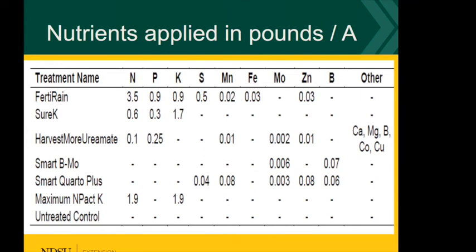The nutrients in this package: on the left is the treatment name, and then the pounds per acre of the nutrients that are in some of those. So basically, we're looking at some of the micronutrients, the zinc, the boron, etc. All the packages have different combinations of nutrients.